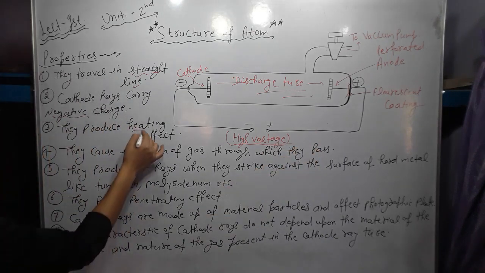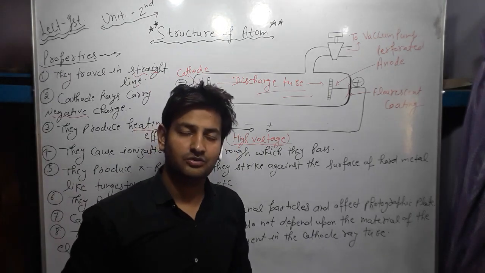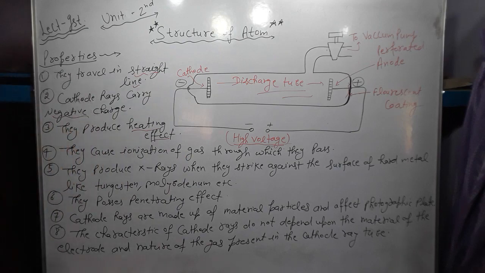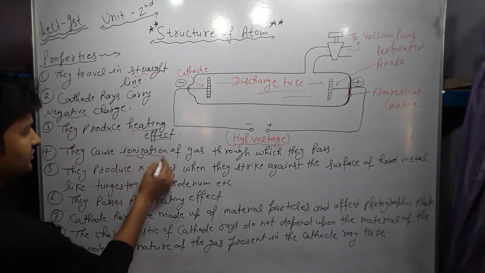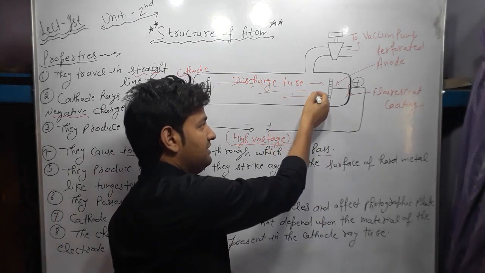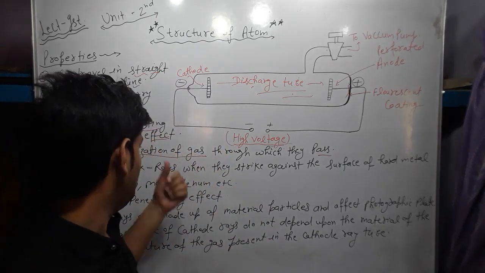They produce a heating effect. When some material particles are in the path of the cathode rays, they produce the heating effect, and heat is produced. They also cause ionization of the gas through which they pass. If some gas is placed in between the path of the cathode rays, they cause its ionization.